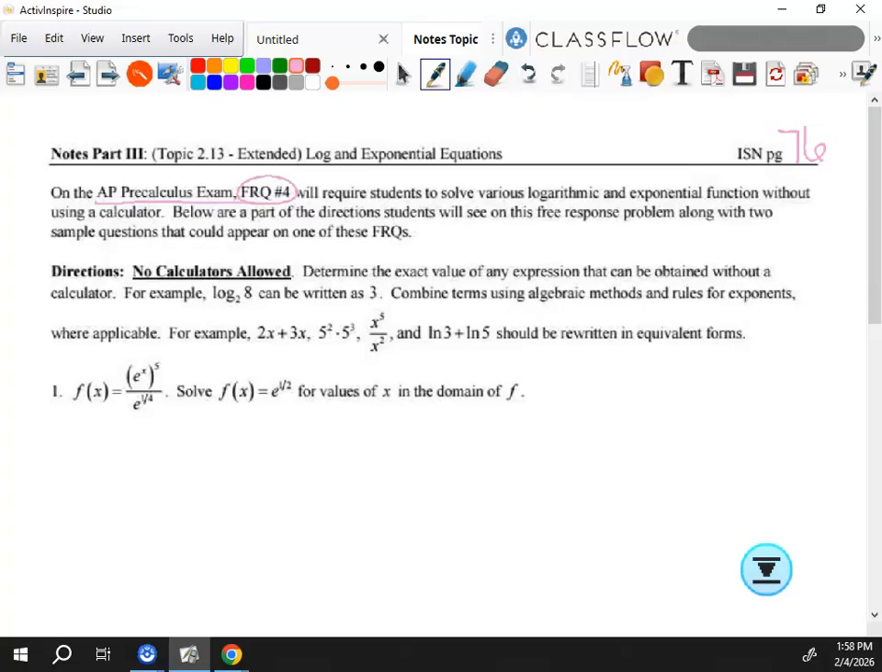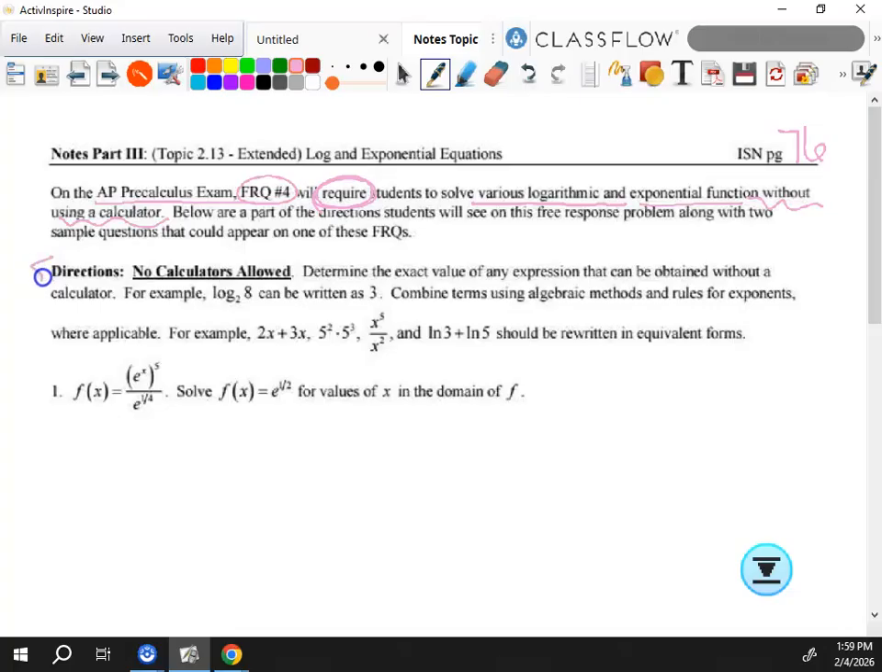And the nice thing about our FRQs is that FRQ4 is going to be formatted exactly the same every year. FRQ3 is formatted the same. Obviously, I don't know exactly what the question is or even exactly if it's going to be quadratic or linear or whatever, but I know what types of things. On FRQ4, one of the things it will require students to do is solve various logarithmic and exponential functions without the use of a calculator, okay?